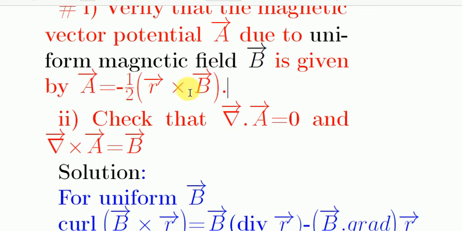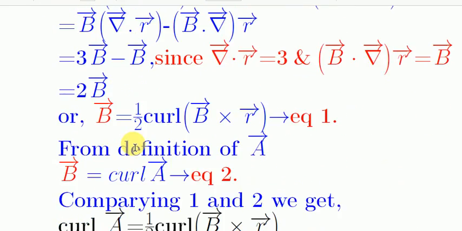We already verified that A equals minus half times R cross B, and now we have to check that del dot A equals 0, where A is given by this equation, and del cross A equals B. This is the second part of the problem. So let us see the second part.